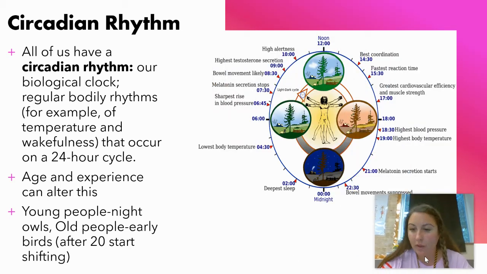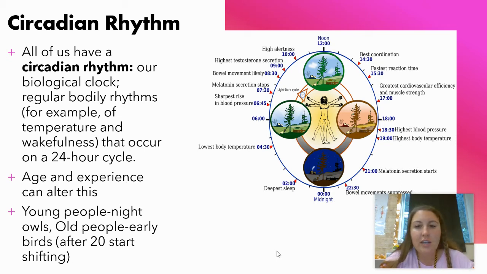So circadian rhythms, you've probably heard of this before, but all of us have a circadian rhythm. Basically, a circadian rhythm is our body's natural alarm clock telling us when to be alert and when to go to sleep. For humans, we have a 24-hour circadian rhythm that, if functioning normally, is going to align with night and day. So we should be asleep during the night and awake during the day.